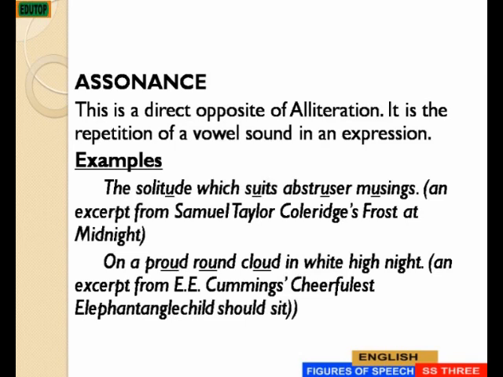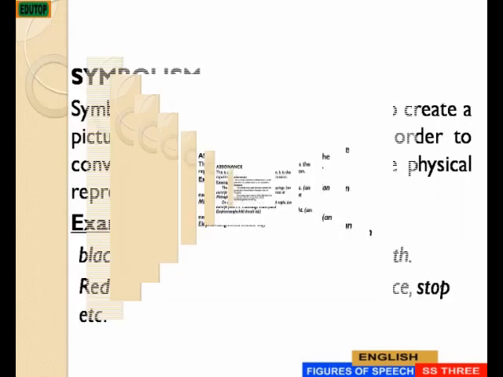Then on the other one, on a proud round cloud in white-eye night, "ow", which is a diphthong, is repeated in proud round cloud. Then we have "eye" repeated in white-eye night. So these expressions portray assonance.